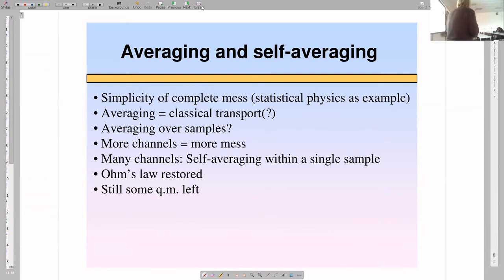In several lectures, we also talked about what the quantum effects would be for many-channel systems, what the deviations would be: weak localization corrections, universal conductance fluctuations. We will come to these points.